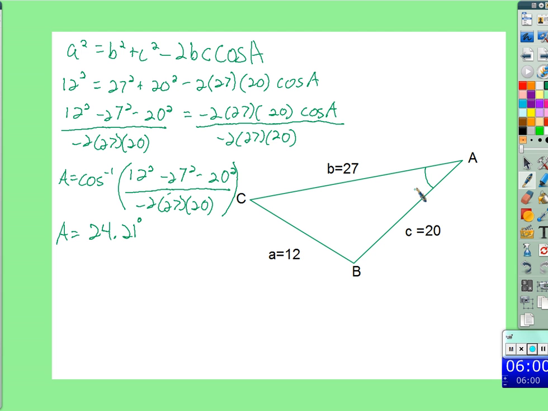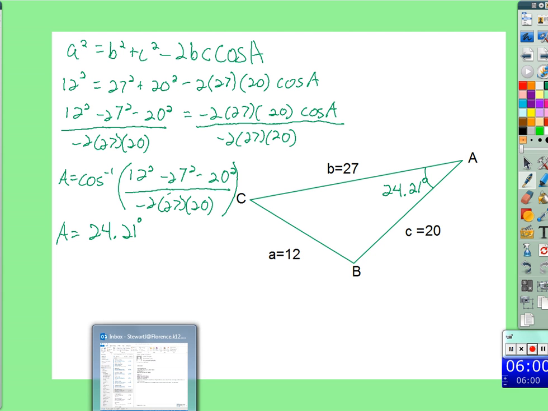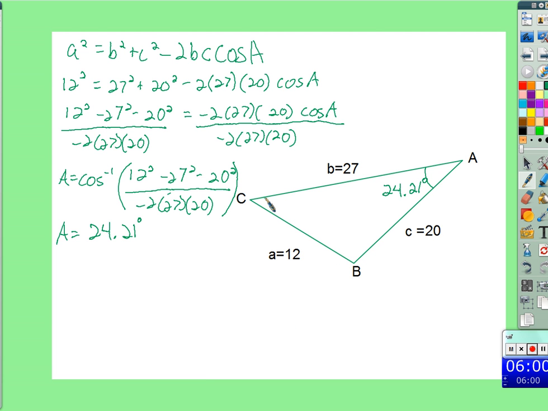So now we have found this angle A is about 24.21 degrees. Now what? Find B and C. What are we going to use to solve for B? The law of sines, because we have now an angle and its opposite side. So this is the part that we're going to do wrong, and then I'll explain why it's wrong. We're going to find that angle, and then we'll easily find this other angle real quick, and then you'll see something's wrong, and I'll tell you why. Okay, so solve for B using the law of sines. That's what I want you to do right now.